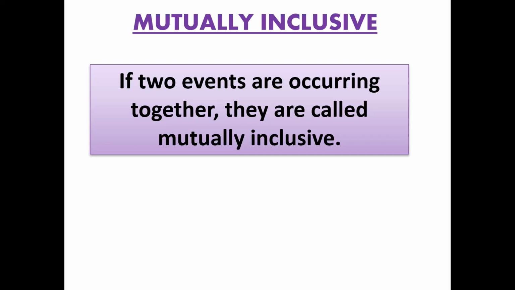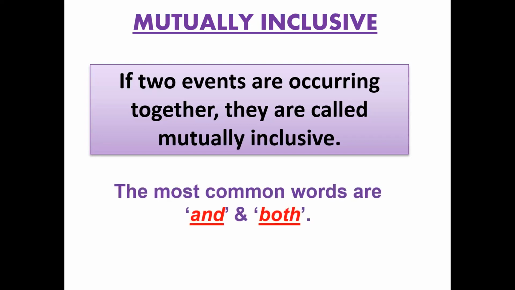So what is the concept of mutually inclusive? The events are occurring together. How do we identify this in our questions? Probability questions are very short in terms of solution. They are quick questions. The most common words are and, both. You have to see this now. You have to copy this.